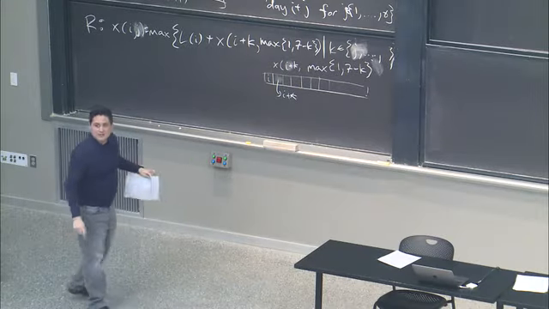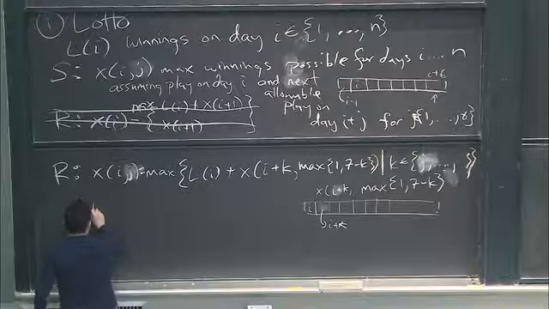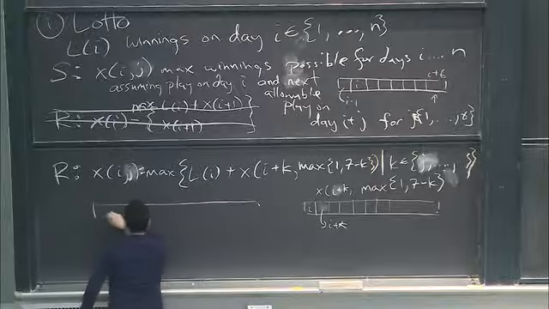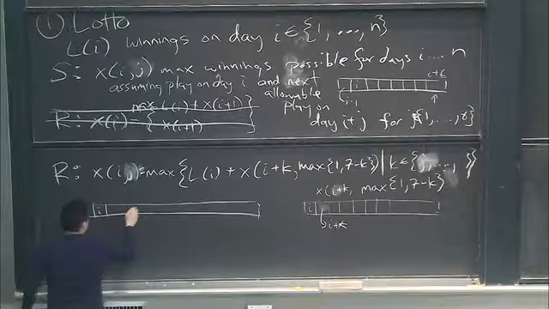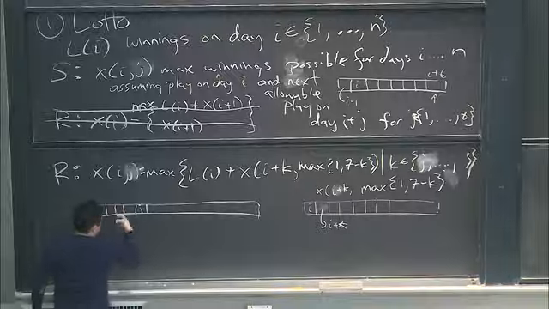Any ideas? Let's say I've got my subproblem, I'm recursing, I've got i. I don't know where j is. j is somewhere over here: 1, 2, 3, maybe it's 4 or something like that.